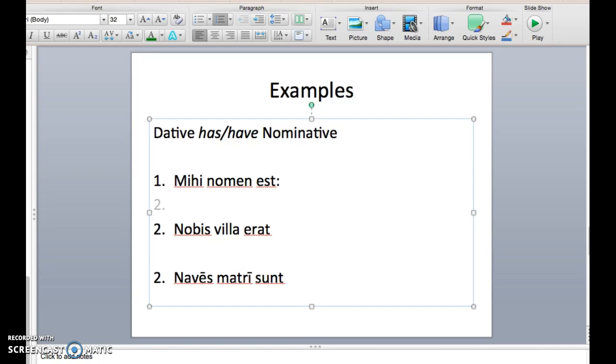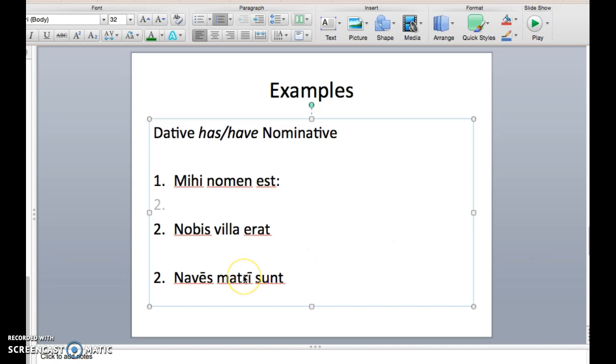All right, so keeping that in mind, there's a slight twist in number 2. See if you can do it on your own. What's going on here is that it's the farmhouse was to us, or we have a farmhouse, literally, if we follow the formula of dative has nominative. The reason why I said we had a farmhouse is because erat is no longer in the present tense. It's the imperfect of sum, so we have to make the having in the past tense too. So we say we had a farmhouse. We no longer have a farmhouse. We had a farmhouse. Nobis villa erat.